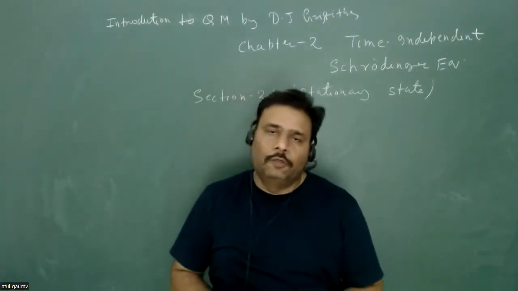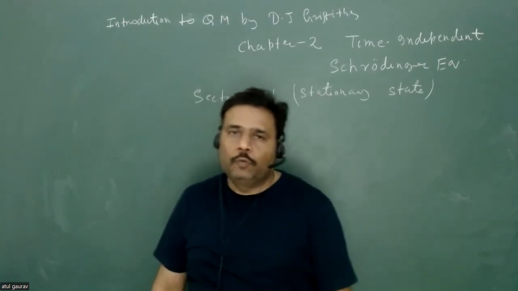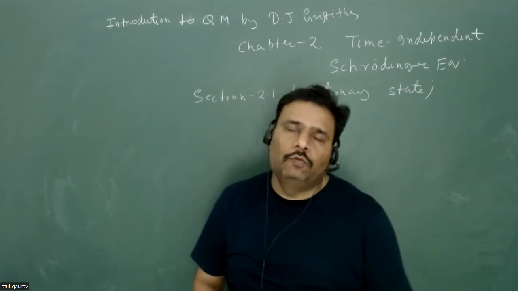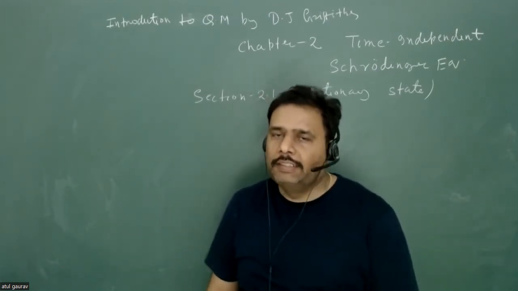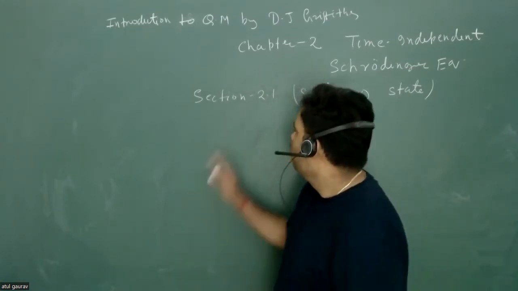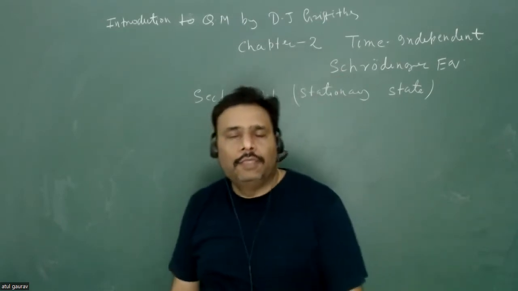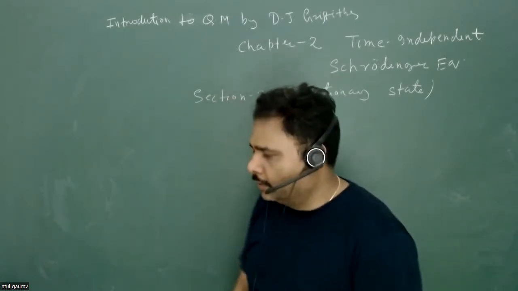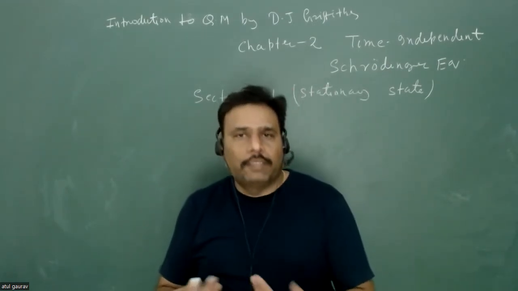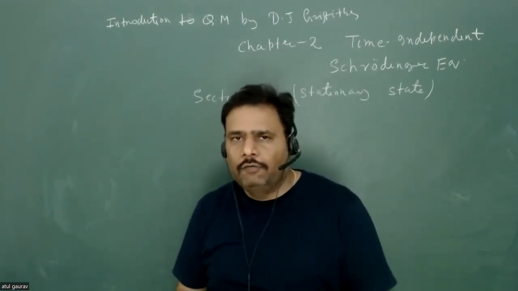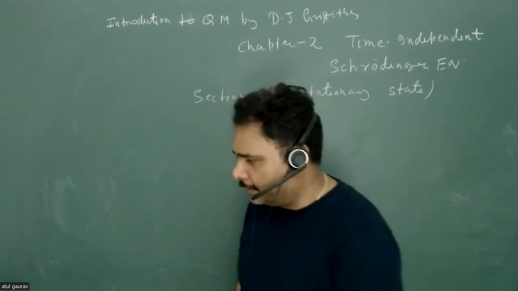Hello, students. So here we are discussing section 2.1 of chapter 2 of the book Introduction to Quantum Mechanics by D.J. Griffiths. Section 2.1 is Stationary States, and chapter 2 is all about the time-independent Schrodinger equation. In the book, it is discussed what the property of a stationary state is and how we can see the time evolution of any quantum mechanical state.